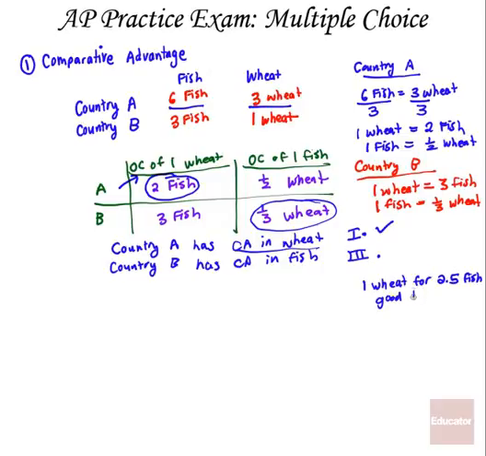Now, is that a good trade? Well, let's take a look. If the opportunity cost of 1 wheat is 3 fish. Now keep in mind, country A is comparative advantage in wheat, so they're going to produce wheat. So instead of producing wheat, they could have produced 2 fish.